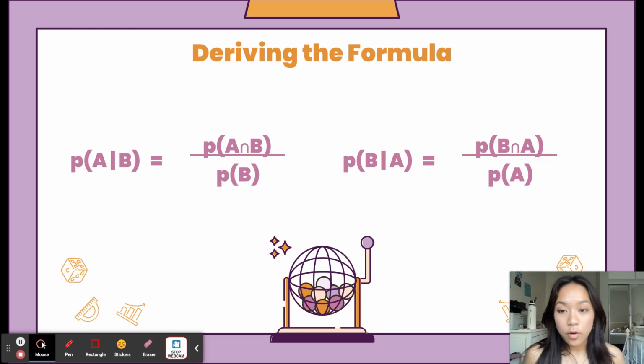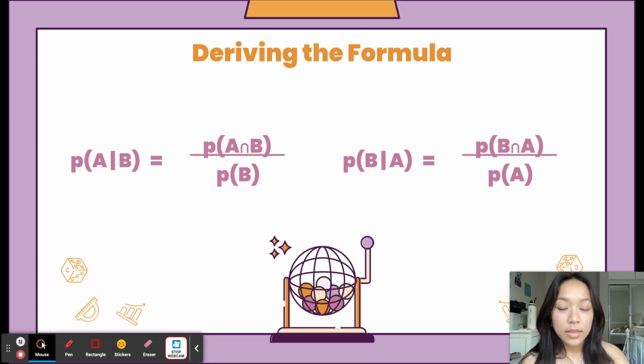So to derive the formula used as Bayes' theorem, we have to look at two important relationships. That is, A given B is the same thing as A intersect B divided by B. Similarly, if we switch A and B around, we can get almost the same equation, which is B given A is equal to B intersect A divided by A.